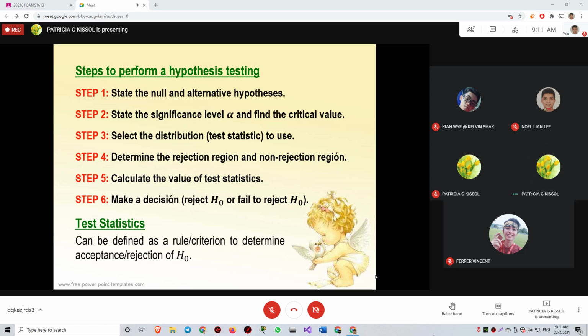So without talking so much about nothing relating to probability and statistics, let me start on this topic. I mean, continue this topic. What I've explained to you last week was about the steps to perform a hypothesis testing. And these are the steps that we have, 6 steps.